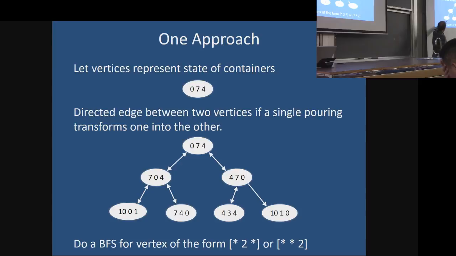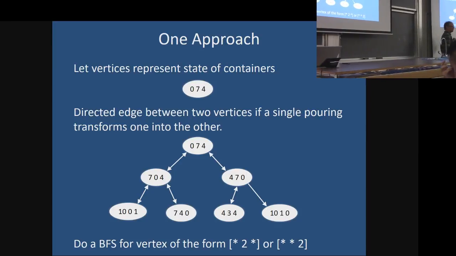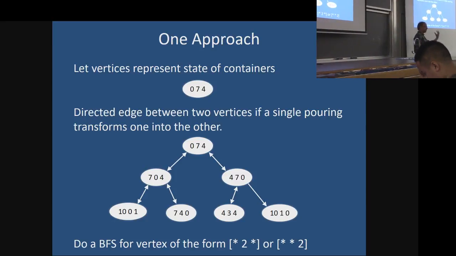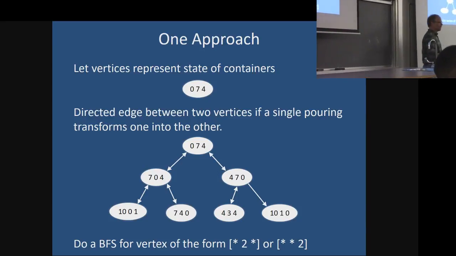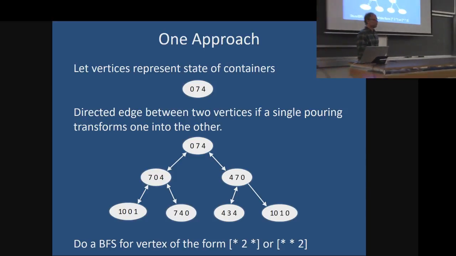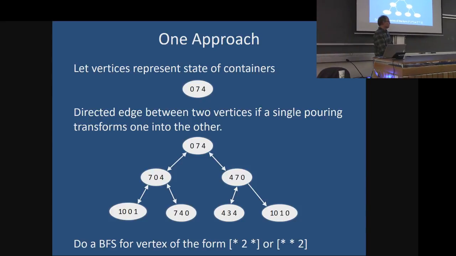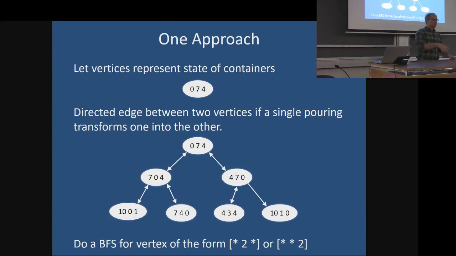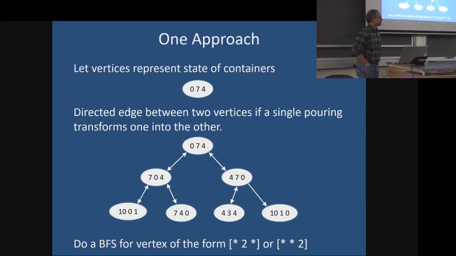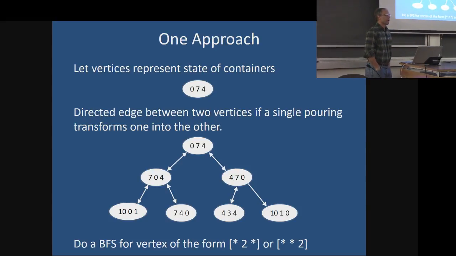Well, how big are the containers? 10, 7, 4. So there are 11 states that the 10-pint container can be in, 8 and 5. So it's just 11 times 8 times 5. That'd be how many vertices there could be. Some of them may be impossible, but we don't know that. All right. So let's say we got that number of vertices. We create them all. And then for each pair of vertices, we see if there's an edge between them, and we put it in. Now we've got our graph, and we find the start vertex, which is going to be the 0, 7, 4 one, and we do our graph search.